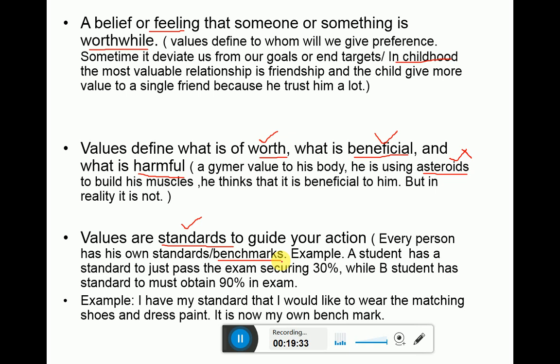So that is why the value, the preference, is basically giving us a direction about the standard. Is it that what are the standards for ourselves or what the people will have the standards toward their, for example, each other. That is a concept of your values.